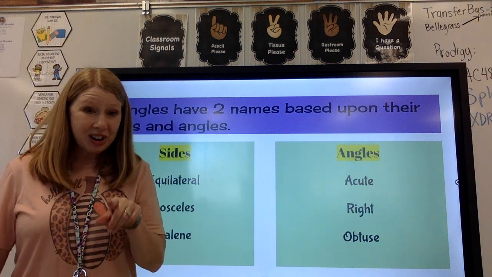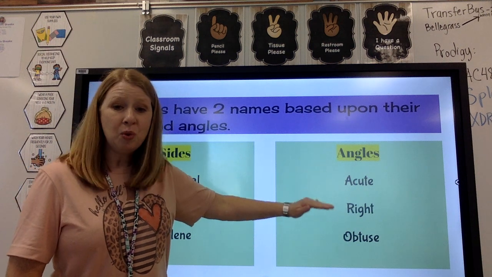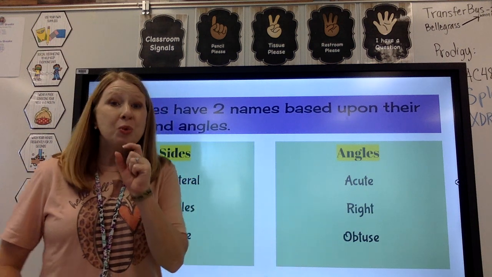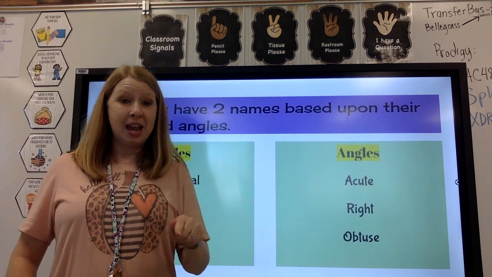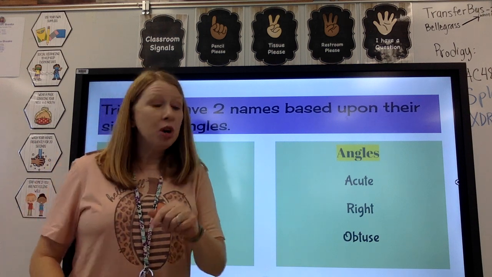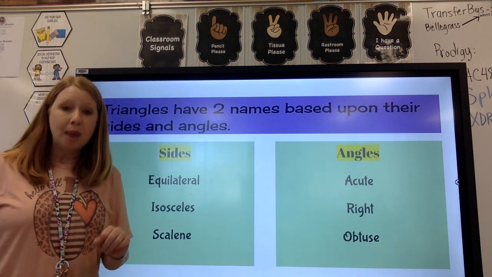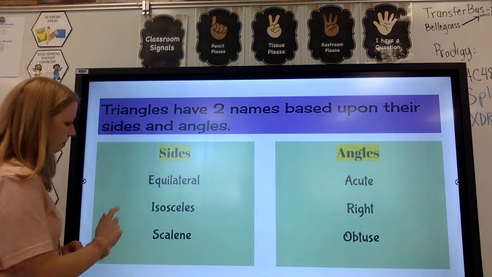Now, here's the good thing, guys. You already know the definition of acute, right, and obtuse. So when I name a triangle by its angles, I promise you, you can already do that. We're going to focus mainly on how to name your triangle based upon its sides.